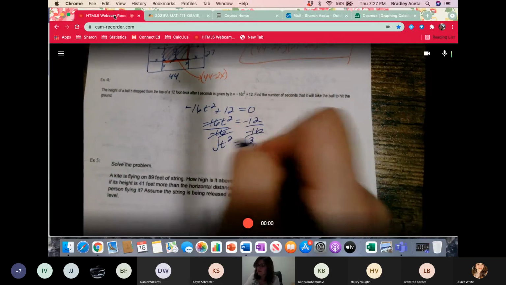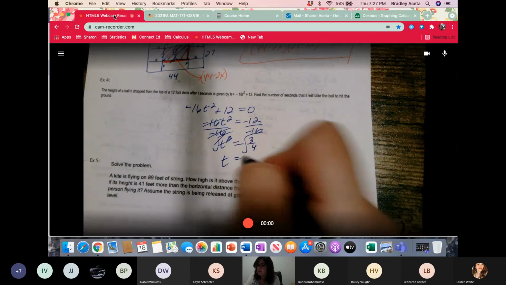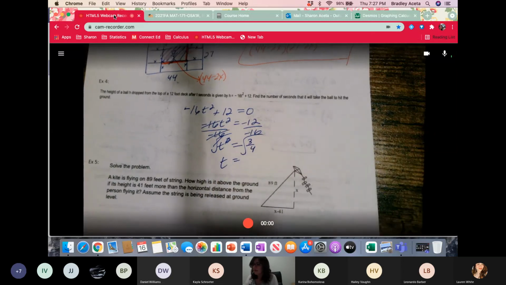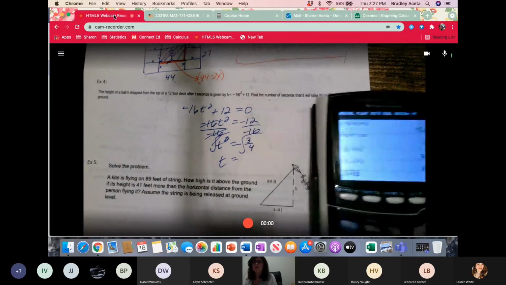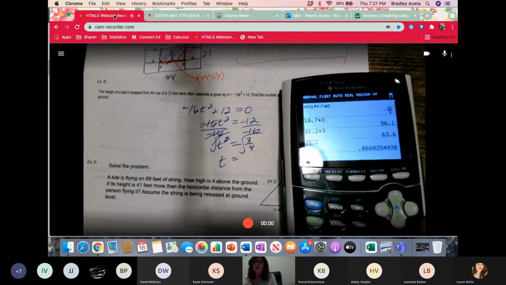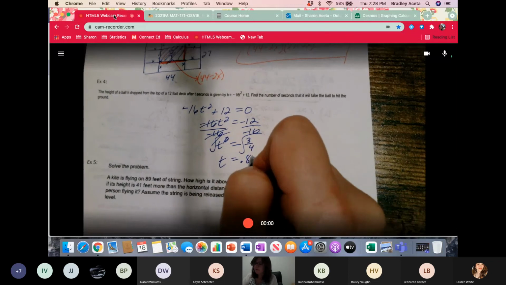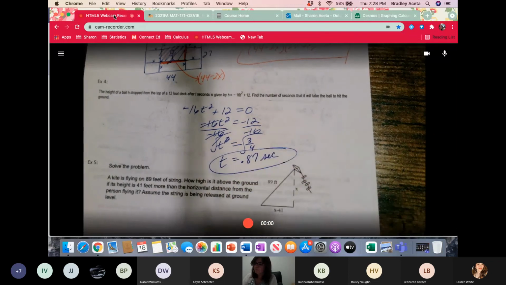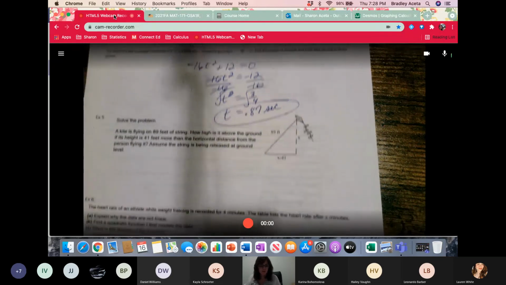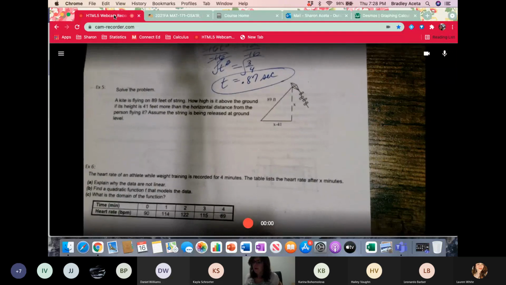And then take the square root of it. T equals, now you're not going to put plus or minus because we're talking about time. So we're just going to find out what the square root of 3/4 is. I'm just using my calculator over here on the side. And I get about 0.8668. So that's what happens when the ball is dropped from 12 feet. That was pretty easy. Ground level 0. Thank goodness, right? All right, last two.